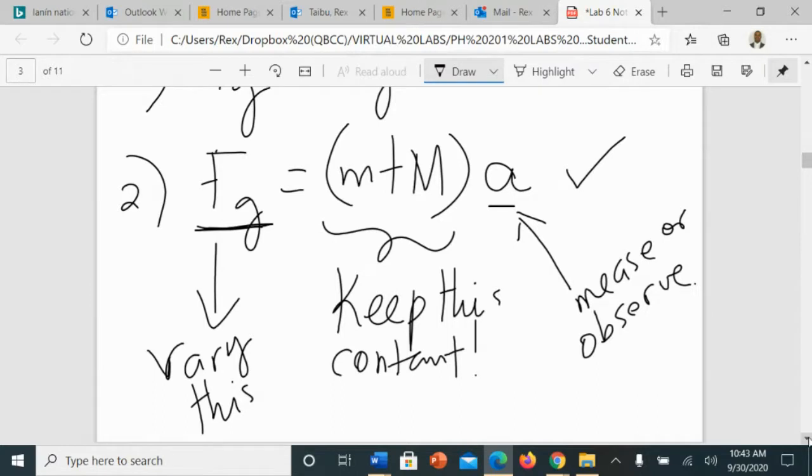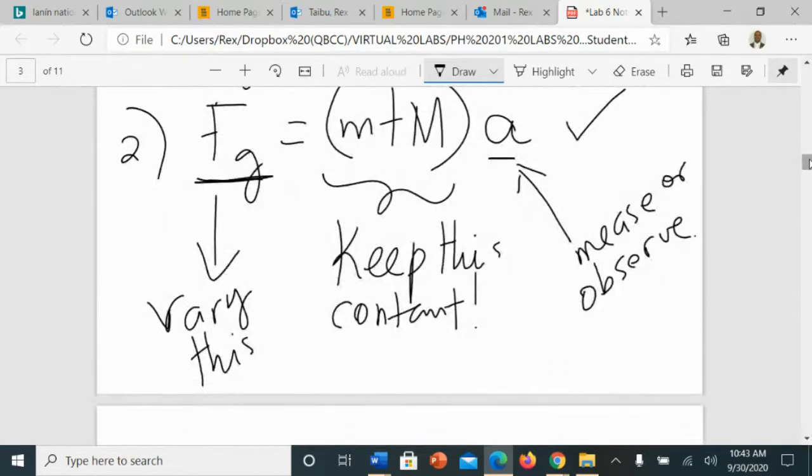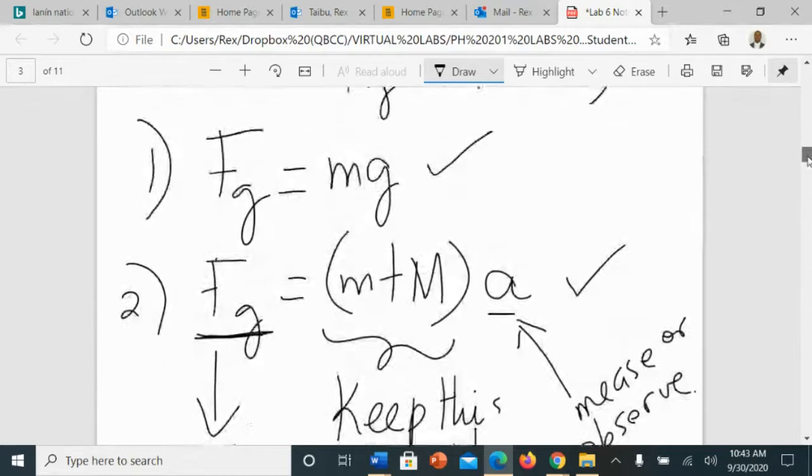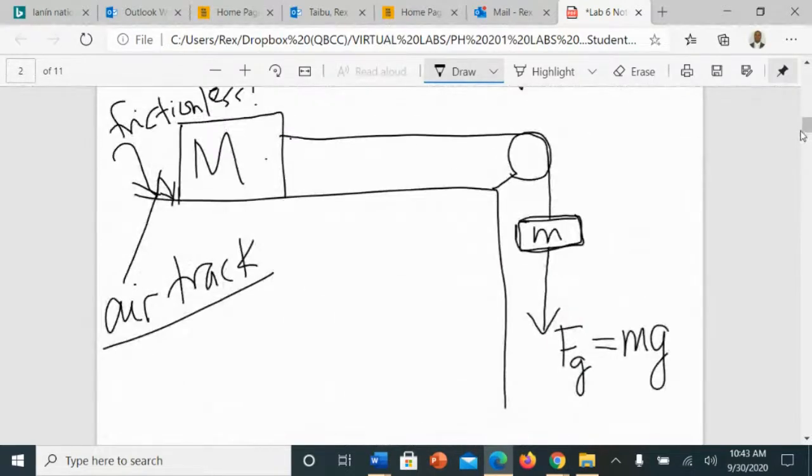How do we do that in our experiment? That is the most important question. How do we do it? How do we keep the mass constant and observe this and see how this varies? How do we do that? Well, the experiment, as I showed you here, involves putting some mass here and some mass here.